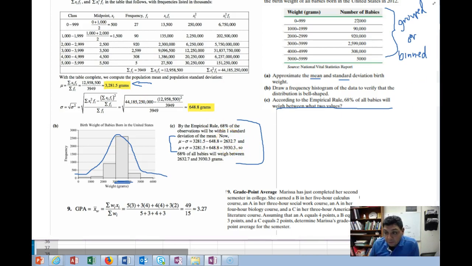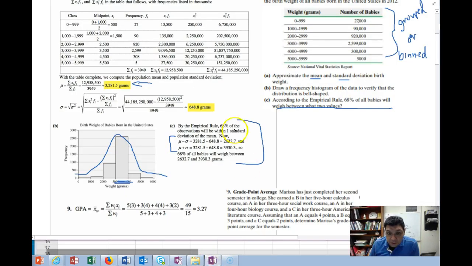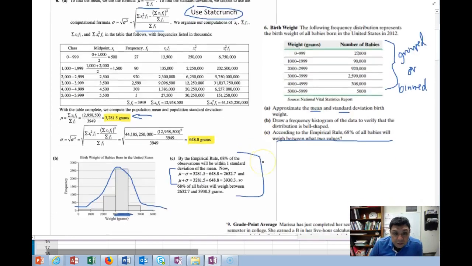If you use the values from StatCrunch, you would get slightly different values, but your answer should be very close to these answers here. And that's for number 6.